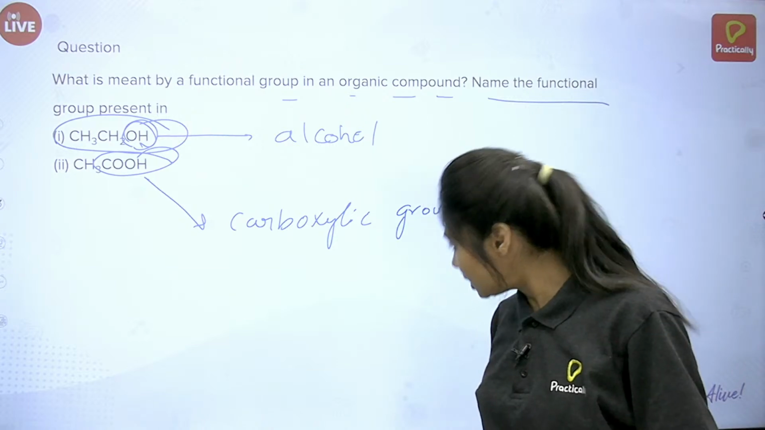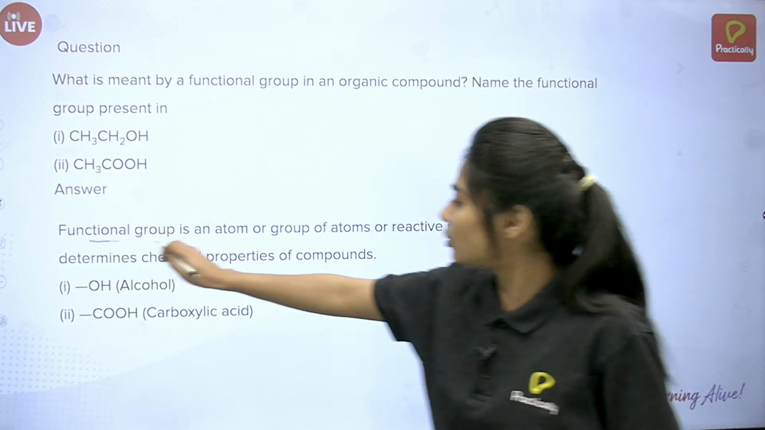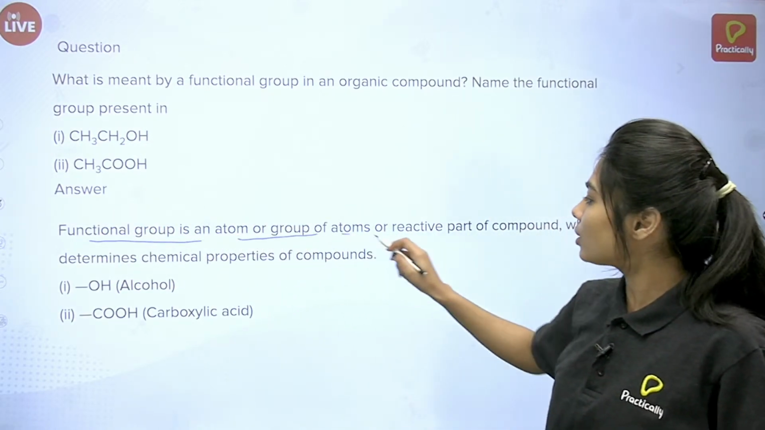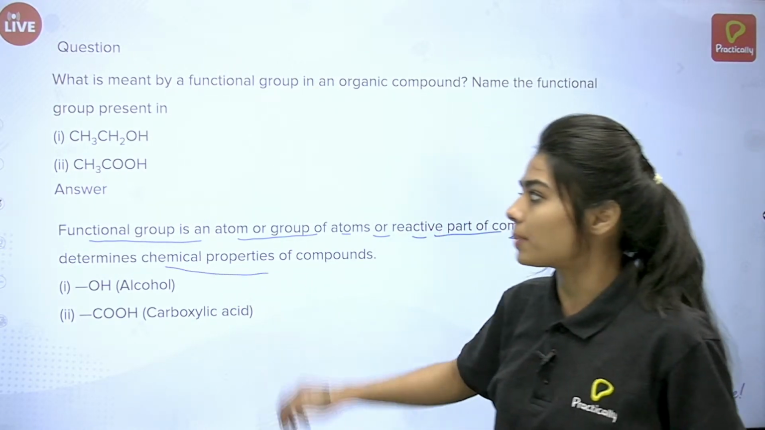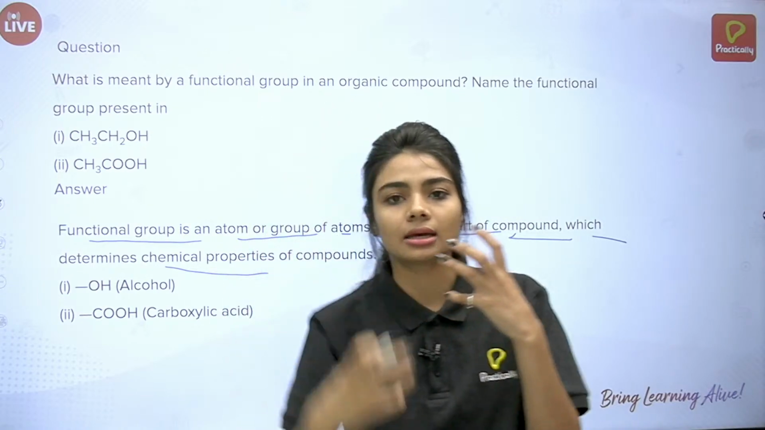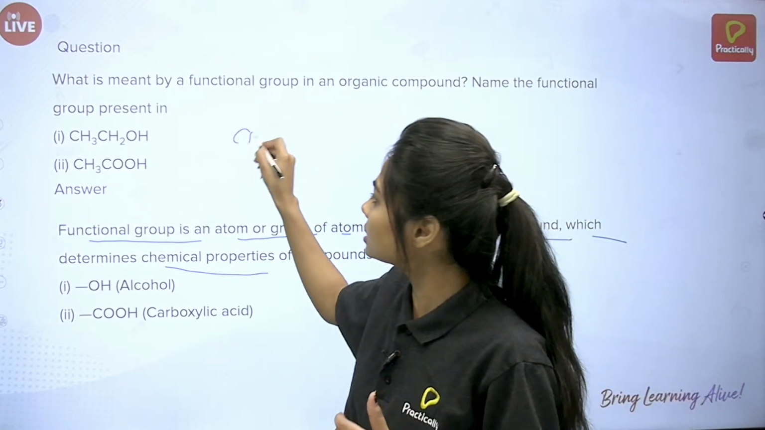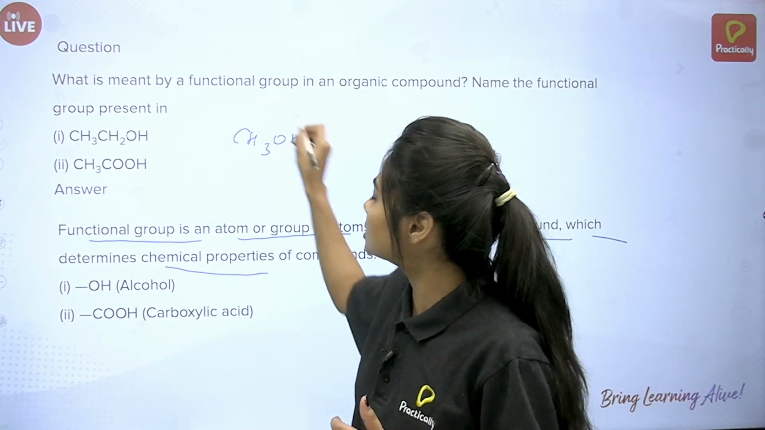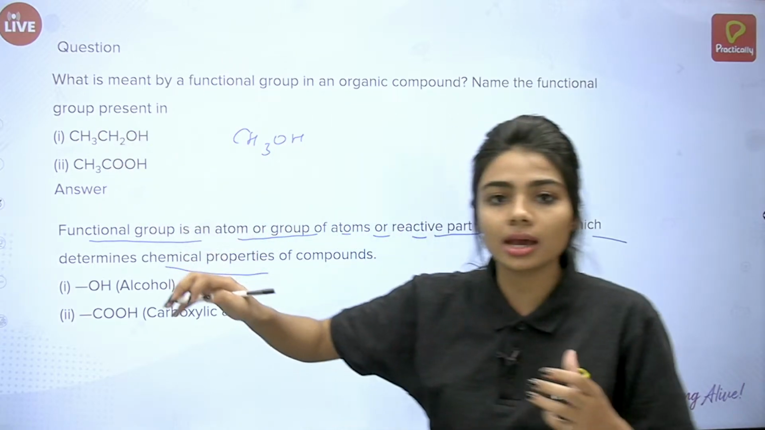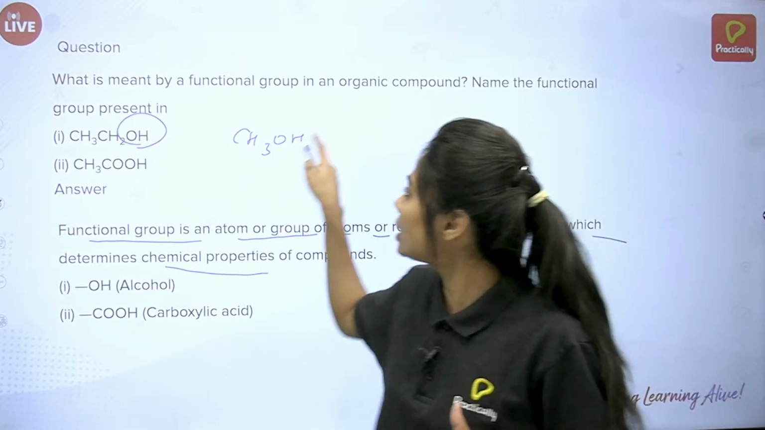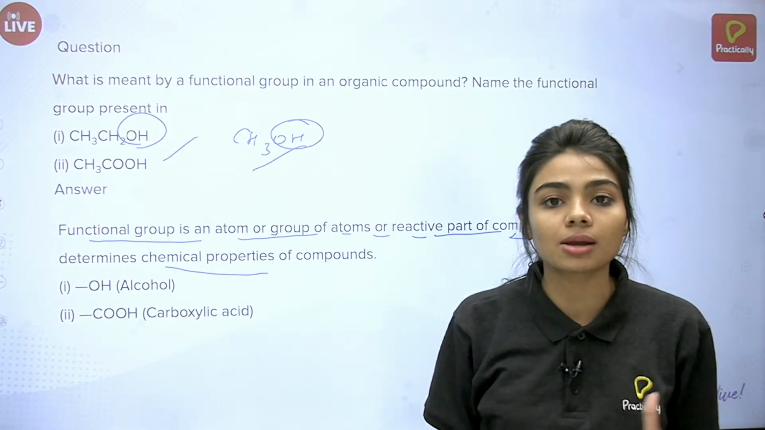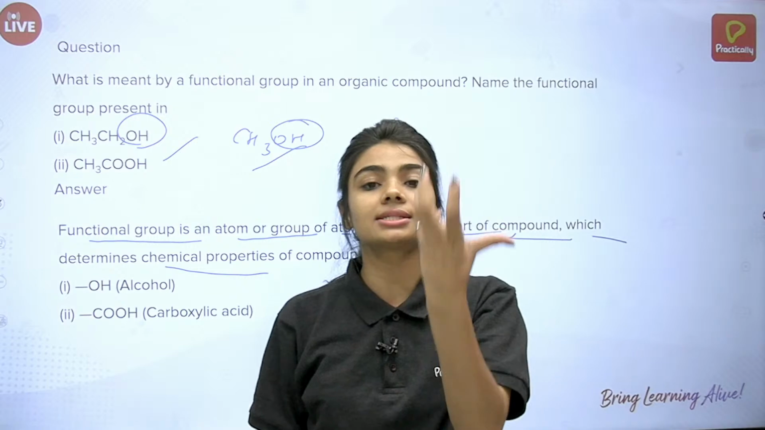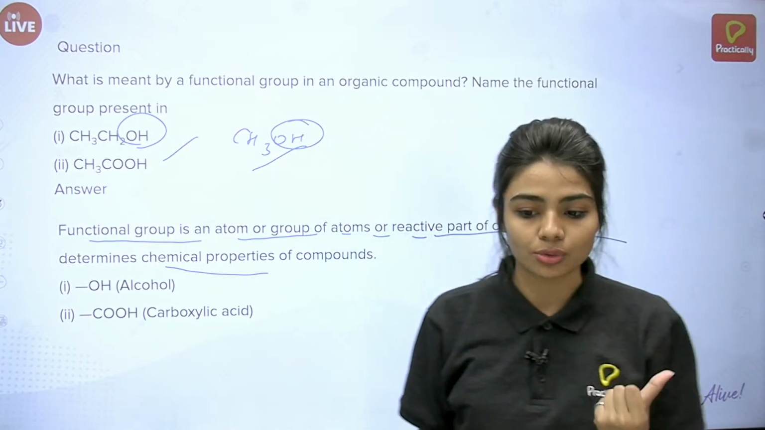So if you see that, what is functional group? Functional group is an atom or a group of atoms or reactive part of a compound which determines chemical property. Let's say if I am taking CH3OH, this is methanol, and this is ethanol. So here both are having OH group, OH functional group. So they both are having same chemical properties. So the chemical properties are determined by the functional group. Remember this thing.